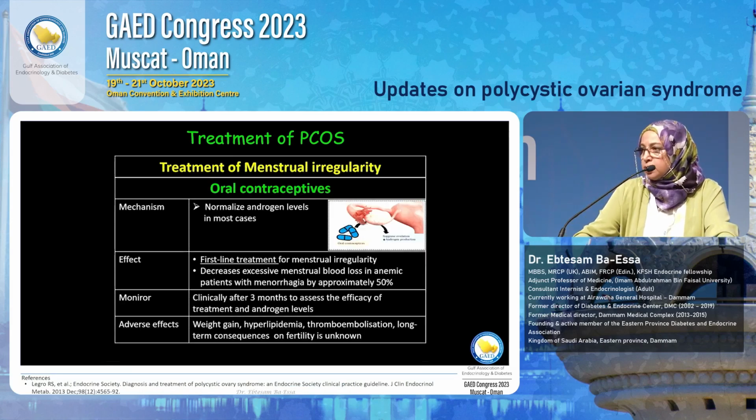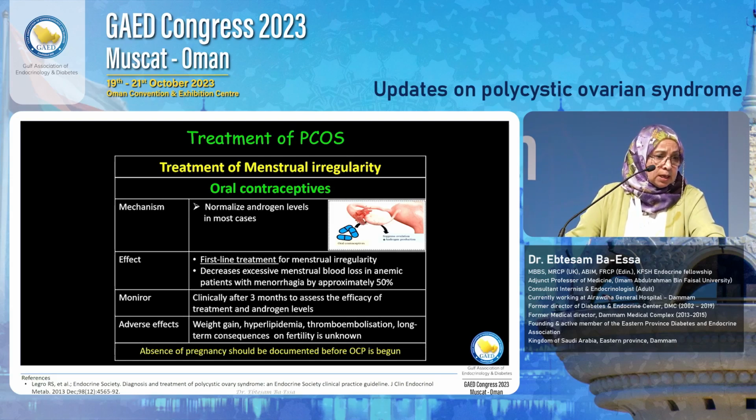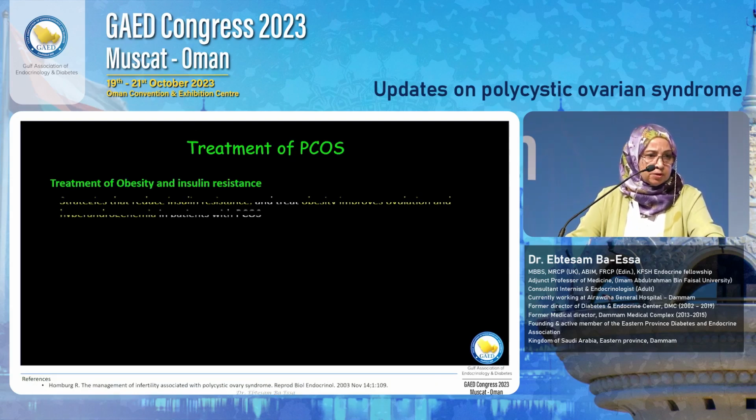For the treatment of menstrual irregularities, the oral contraceptive is the first line of treatment. And again, absence of pregnancy is important to be confirmed before starting the treatment.